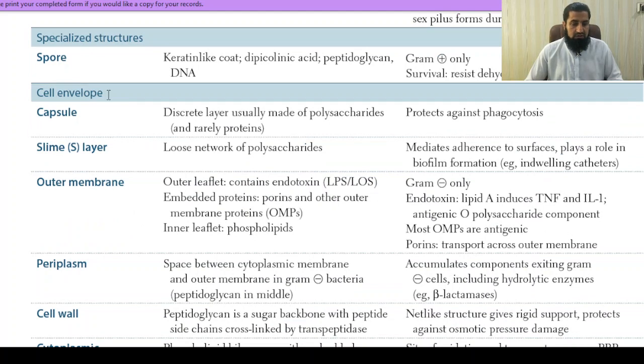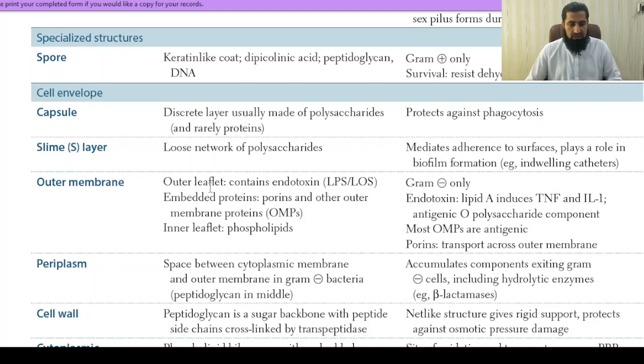Capsule, cell envelope: the capsule's chemical structure is a discrete layer usually made up of polysaccharides and rarely protein, and this capsule protects against phagocytosis. The slime layer, S layer, is a loose network of polysaccharides. The S layer's function is to mediate adherence to surfaces and play a role in biofilm formation, like on indwelling catheters. This S layer is present in Staph epidermidis.